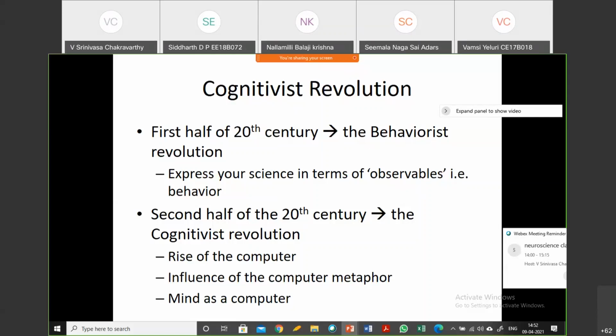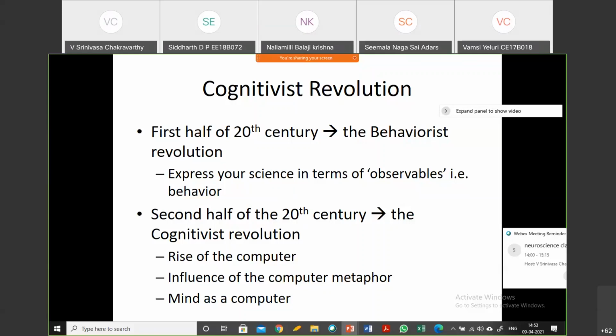Let us characterize behavior and let us express our theories completely in terms of what we see from outside, just behavior. Okay, so this has led to a whole philosophy called behaviorism, and so that kind of dominated the scene in the first half of the 20th century.